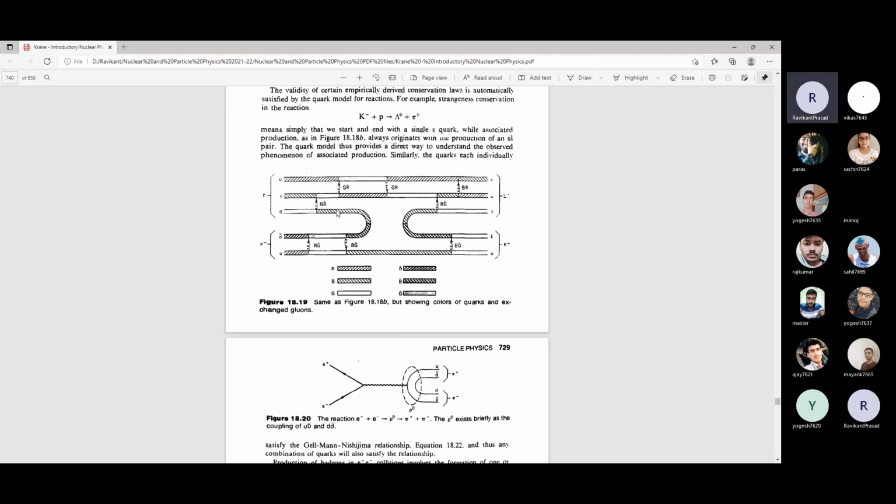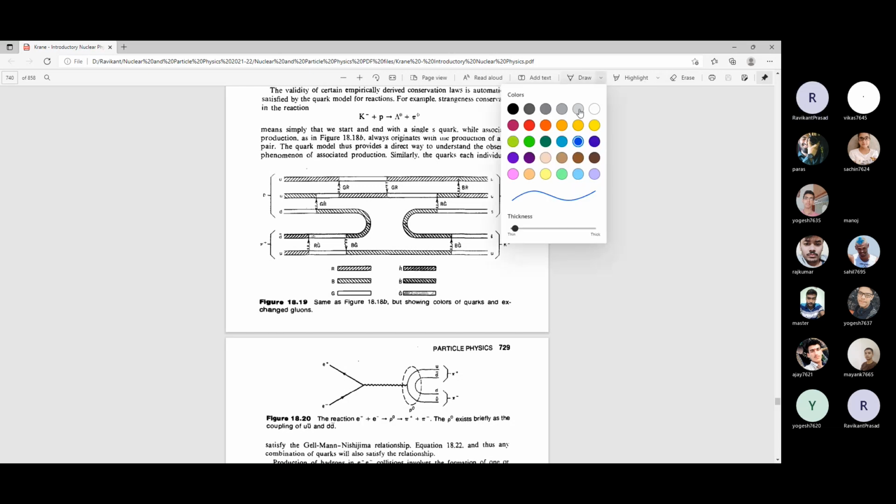So any quark, if it is giving its color and anti-color, it becomes the color of that anti-color. So I will write that reaction here. Let me write here only.